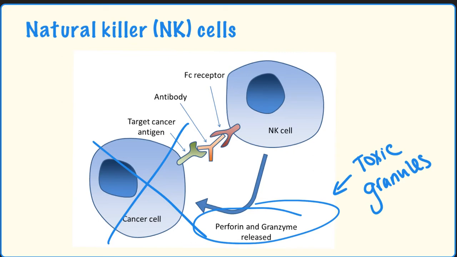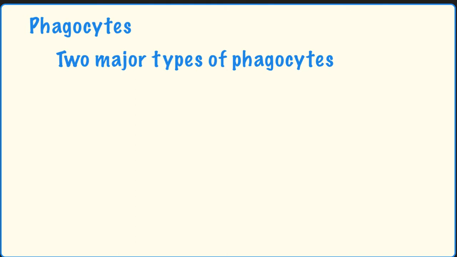Phagocytes, another type of cell in innate immunity, is a specialized cell that is capable of performing phagocytosis. Phagocytosis is when a cell ingests those microbes or other particles, such as cellular debris. There are two major types of phagocytes. They are neutrophils and macrophages.